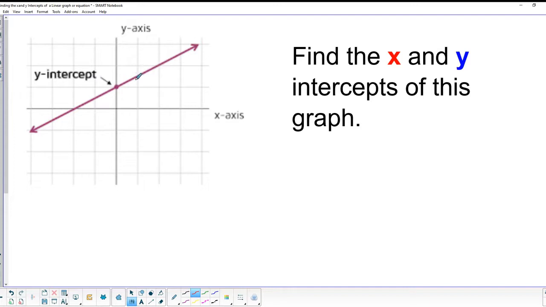So let's try a couple more. What would be the x-intercept right here? Now, it looks like it crosses right there. So the x-intercept would be (-2, 0). And the y-intercept, this point right here, would be (0, 1). Just two known points we can see along that line.